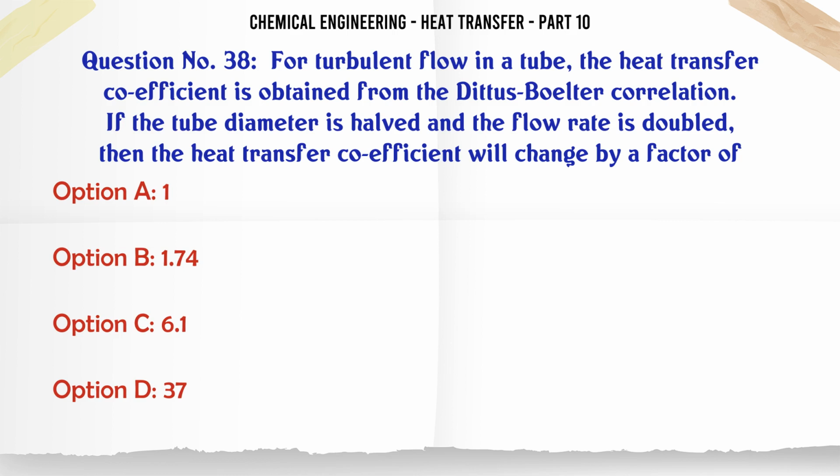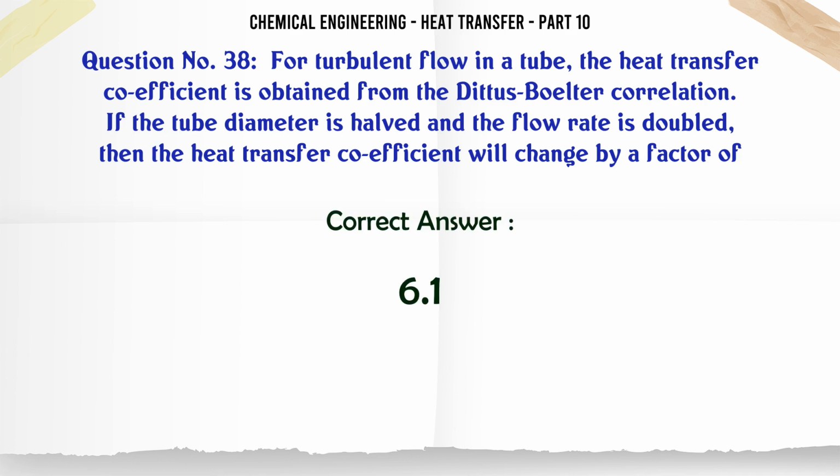For turbulent flow in a tube, the heat transfer coefficient is obtained from the Dittus-Boelter correlation. If the tube diameter is halved and the flow rate is doubled, then the heat transfer coefficient will change by a factor of: A. 1, B. 1.74, C. 6.1, D. 37. The correct answer is 6.1.